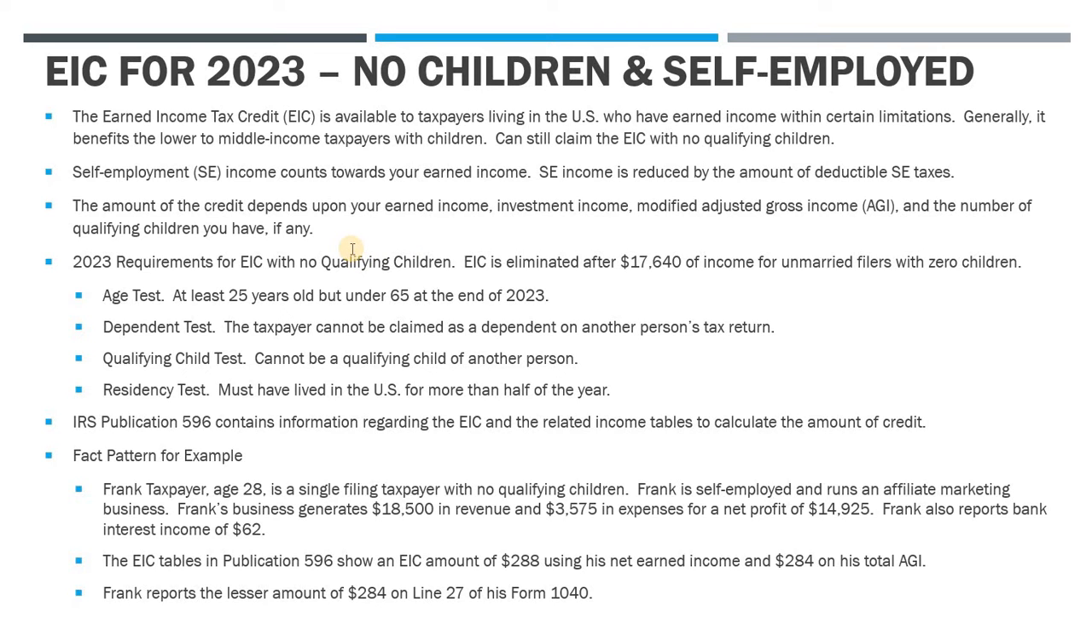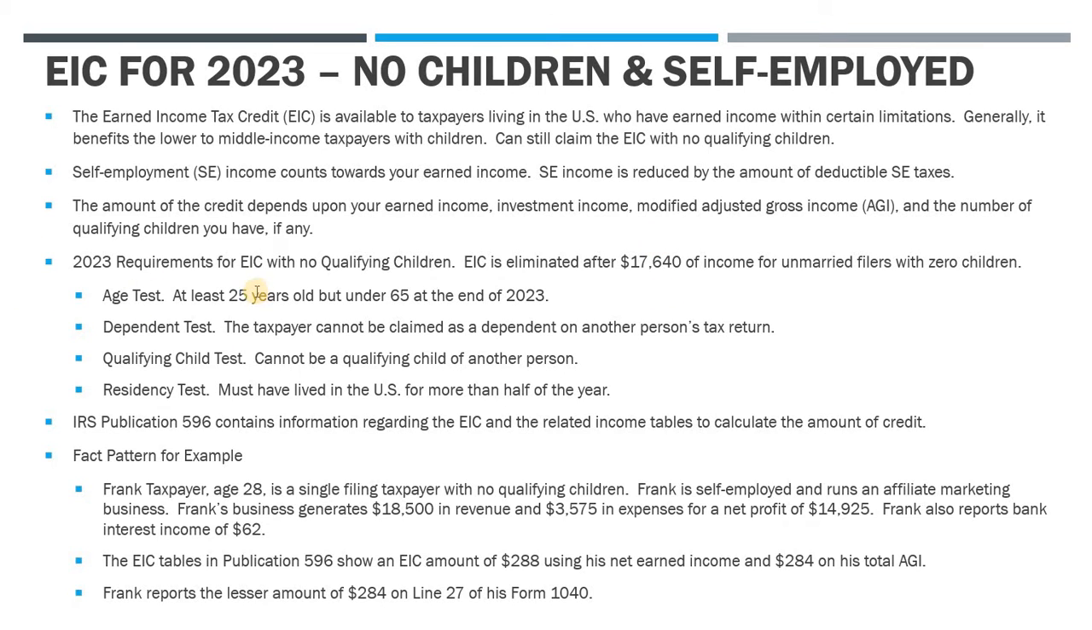Now, in order to claim the credit, you need to have what's considered to be earned income. Right, so earned income are wages or self-employment income. So your net amount of self-employment income is counted towards your earned income, and that's what we're going to see in this fact pattern. Now, the overall credit is going to depend not just on your earned income, but how much other income you have. So your investment income, what's your modified AGI, how many qualifying children do you have, if any.